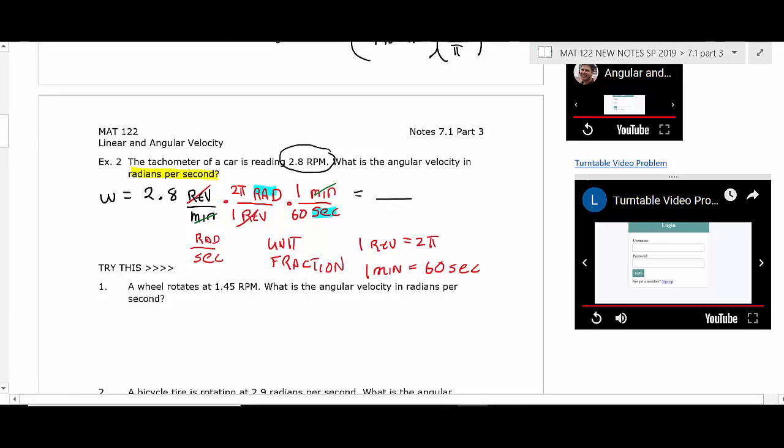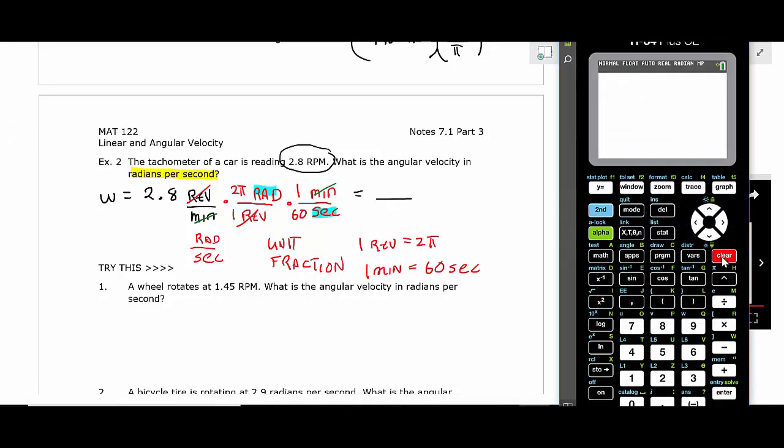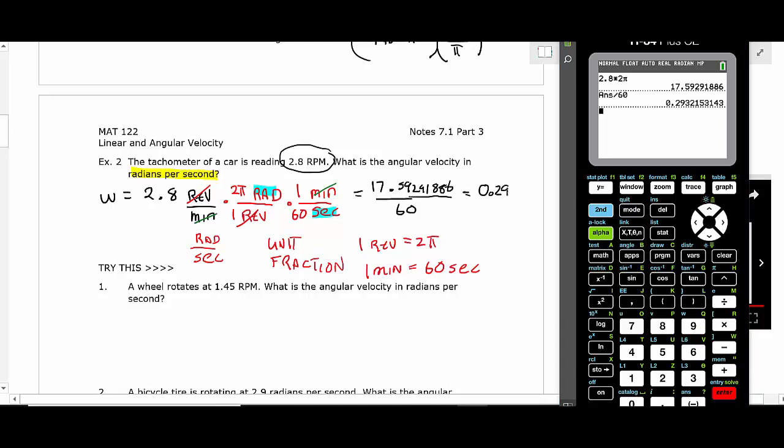So I'm going to do this in a couple of steps on the calculator. You don't have to, though. I'm just going to go straight across the fractions. So 2.8 times 2 pi. And I'll record what that is. You don't have to necessarily. So that's 17.59291886. And then going straight across on the bottom, I get 60. So I'm going to take that, divide that by 60, and that'll give us the answer. So that would be about 0.29 radians per second. So every time a second goes by, you go through 0.29 radians.